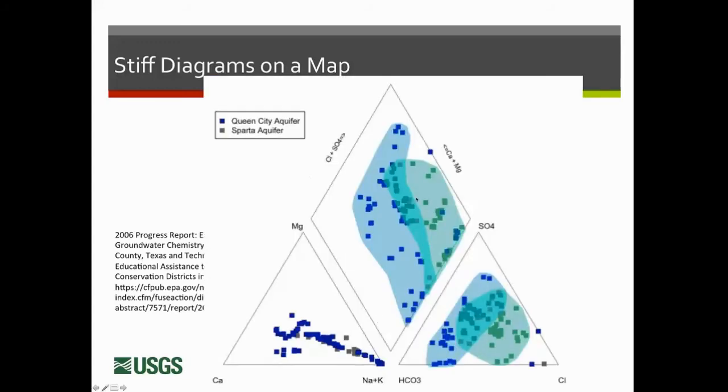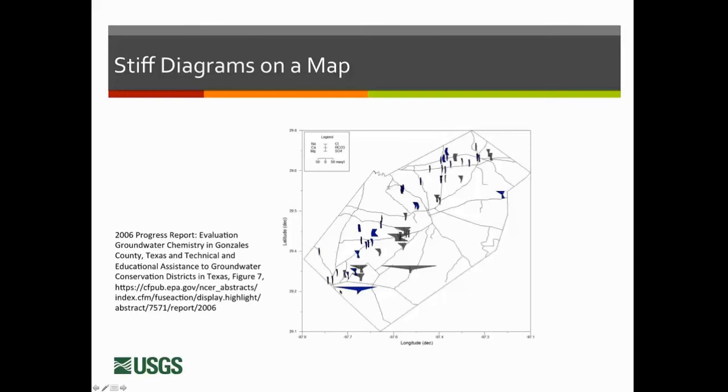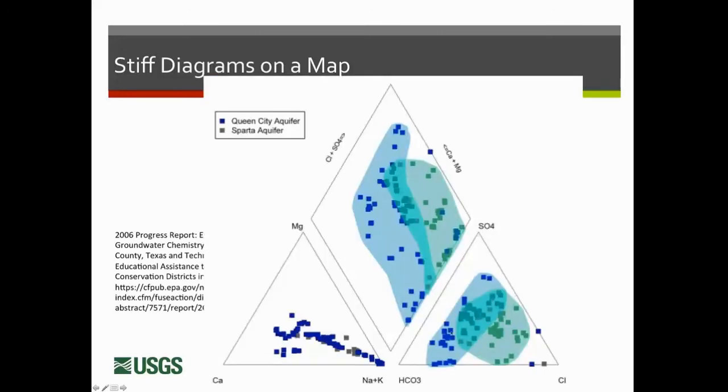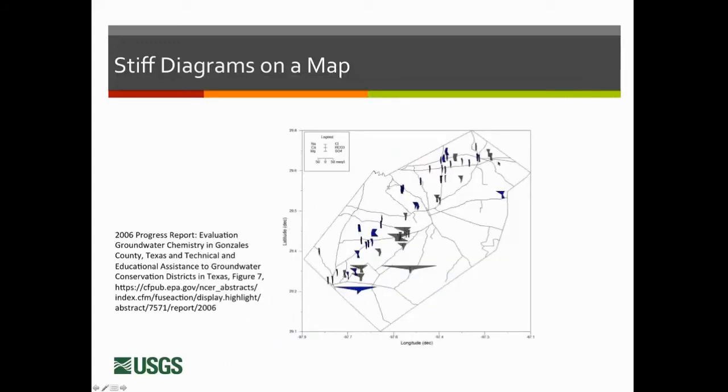This is a Piper diagram for the same data set. The colors represent the 2 different aquifers. This is the Queen City Aquifer and the Sparta Aquifer, and they try to separate these out in the Piper diagram, but it just can't give us the same geographic sense that this map can.